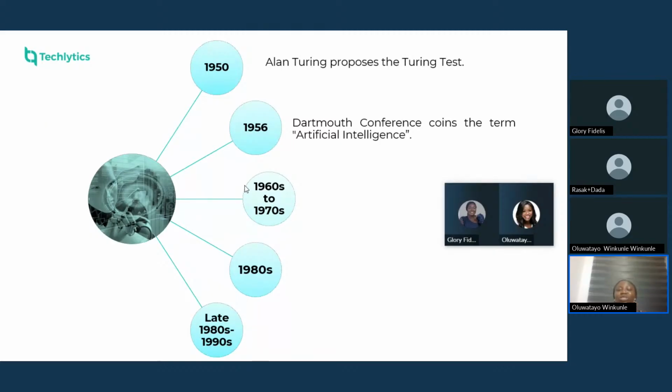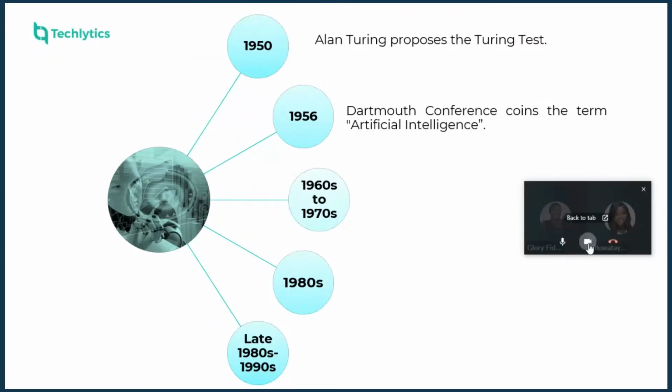This is the popular Dartmouth conference that happened in 1956, and it wasn't until 1956 that we called the term artificial intelligence. It wasn't known as artificial intelligence then. We were largely calling it intelligent machines.